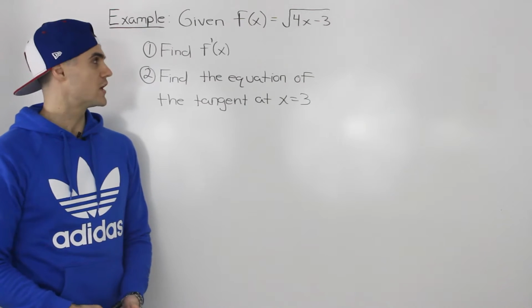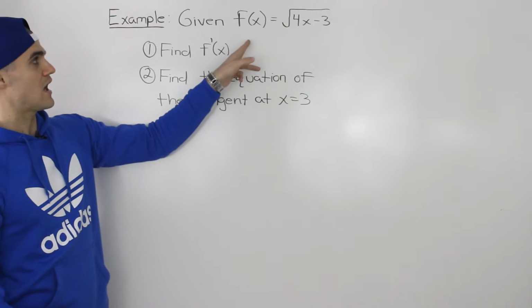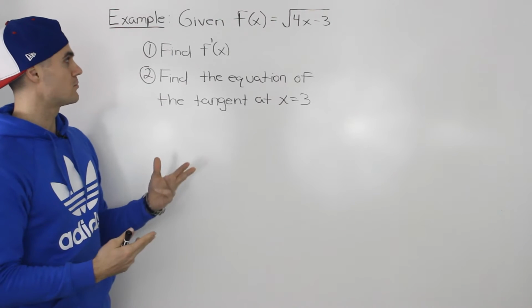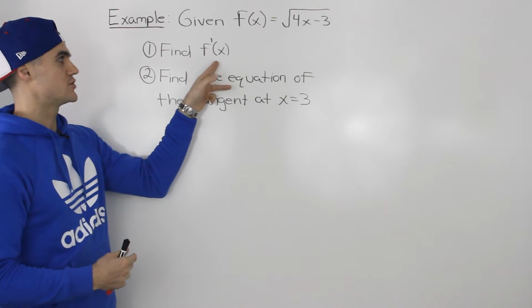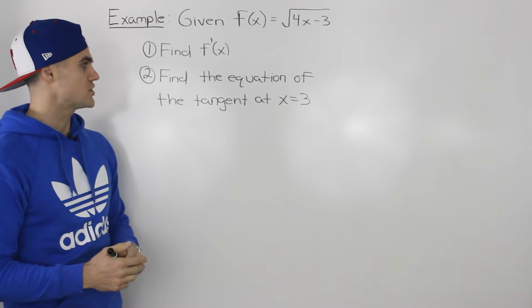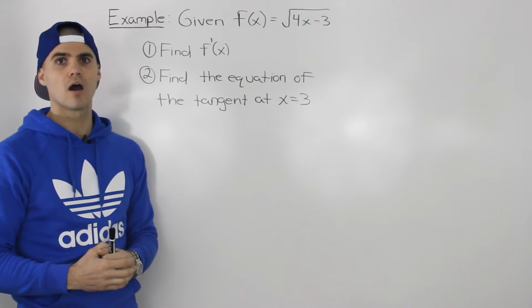What's up, everybody? Moving on to the next example, we have f of x is equal to the square root of 4x minus 3, and there's two parts to this question. Number one, we have to find the derivative, f prime of x, and then number two, we have to find the equation of the tangent at an x value of 3.